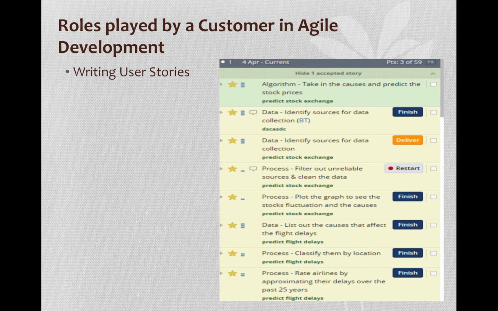Customers basically define the estimate of the user stories. What is this estimate? An estimate is how much time a particular user story takes to develop. Once the user stories are generated, the team starts working on them, and they look at what is actually specified by the customer, and they get back to the customer if they have any questions about the requirements.